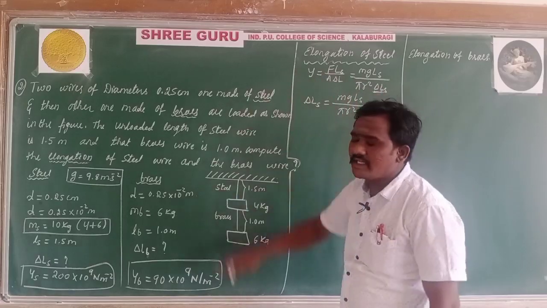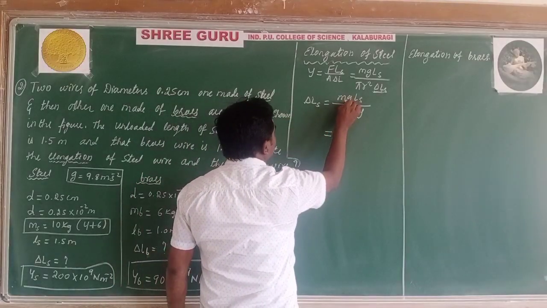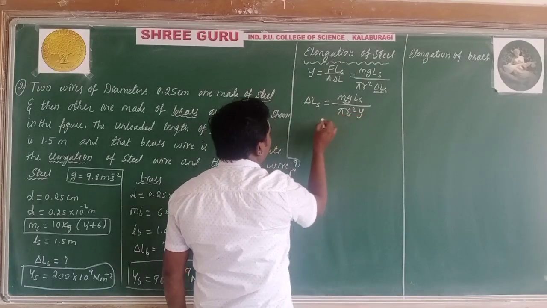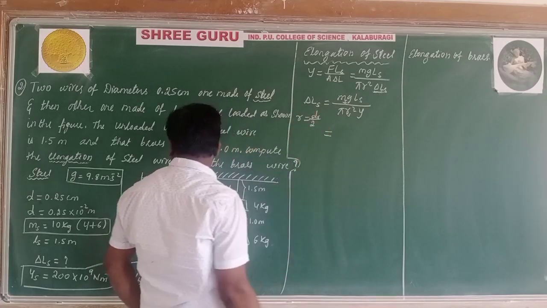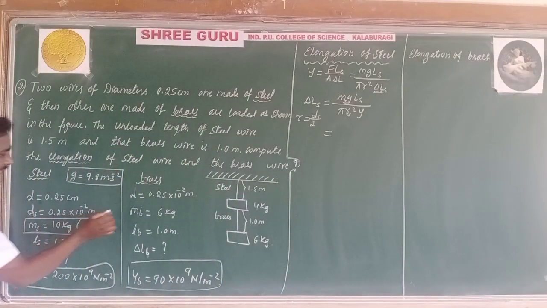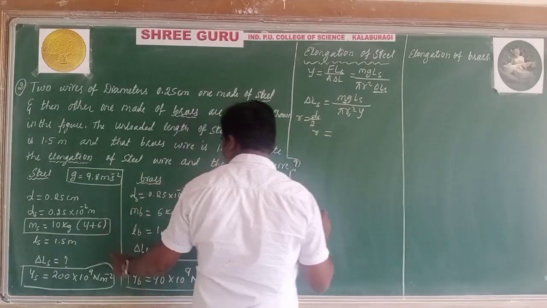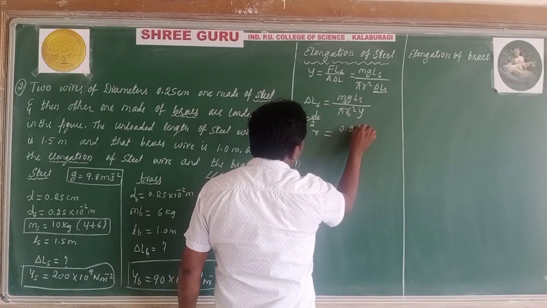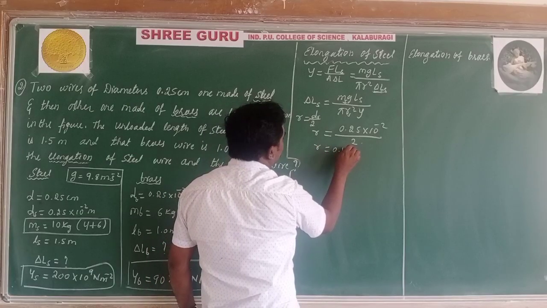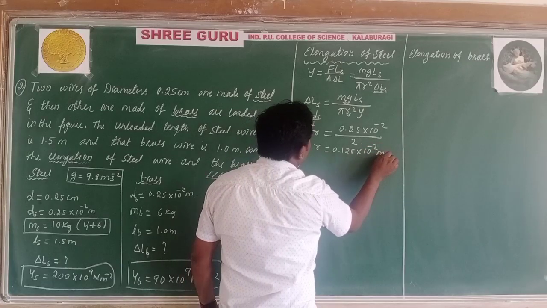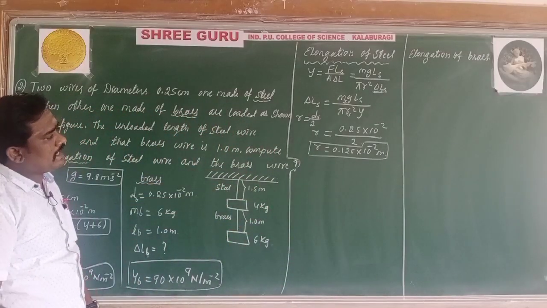Y will come this side and delta LS will come to the other side, because we should find this delta LS only. Now substitute the values. For the radius, we know the formula R is equal to D by 2. Here the diameter for the steel rod and the diameter for the brass rod are both the same. D by 2 means 0.25 into 10 raised to minus 2 by 2, that is R is equal to 0.125 into 10 raised to minus 2 meter. Just use this R value in both the elongation of the brass rod and the elongation of the steel rod.